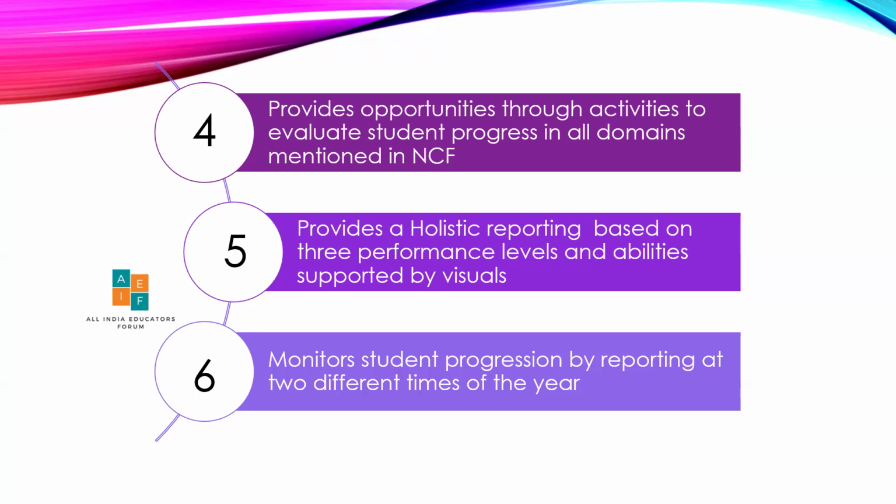Now, point number 5 is something new that they have added, which is Part B of the holistic progress card, the abilities and the performances. We'll discuss this in detail. And HPC monitors student progression by reporting at 2 different times of the year. So it's not throughout. Throughout can be a part of the teacher's assessment, but HPC is focusing on this: you have to fill it twice a year.